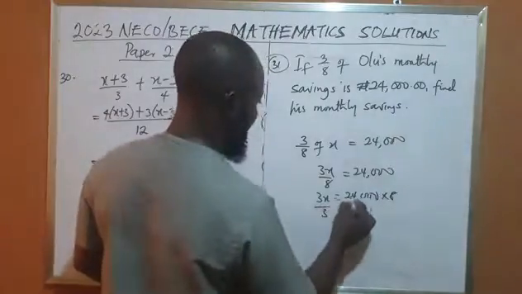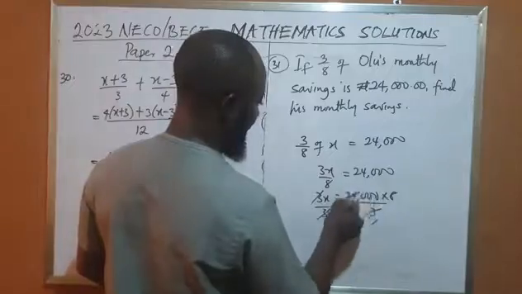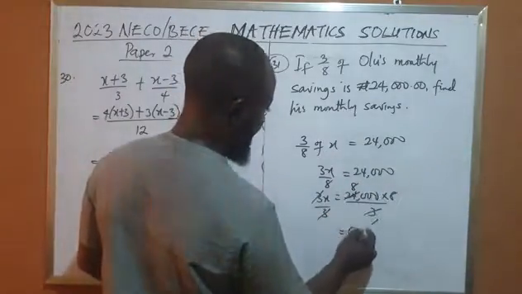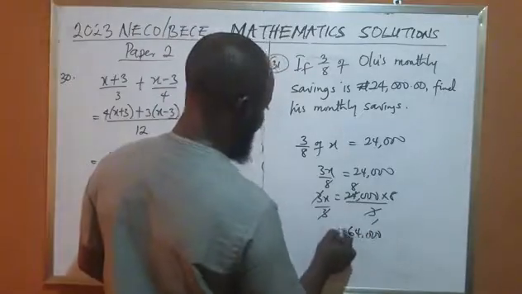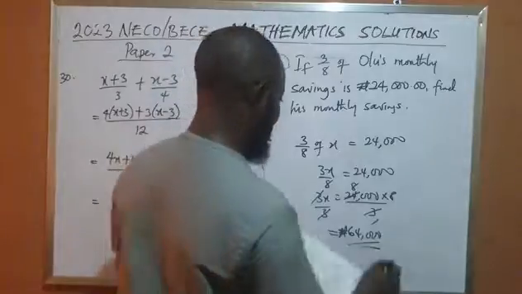Divide both sides by 3. 3 cancels 3, 3 goes into 24,000 eight times, so 8 times 8 is 64. That is going to be 64,000 naira. And that is option D.